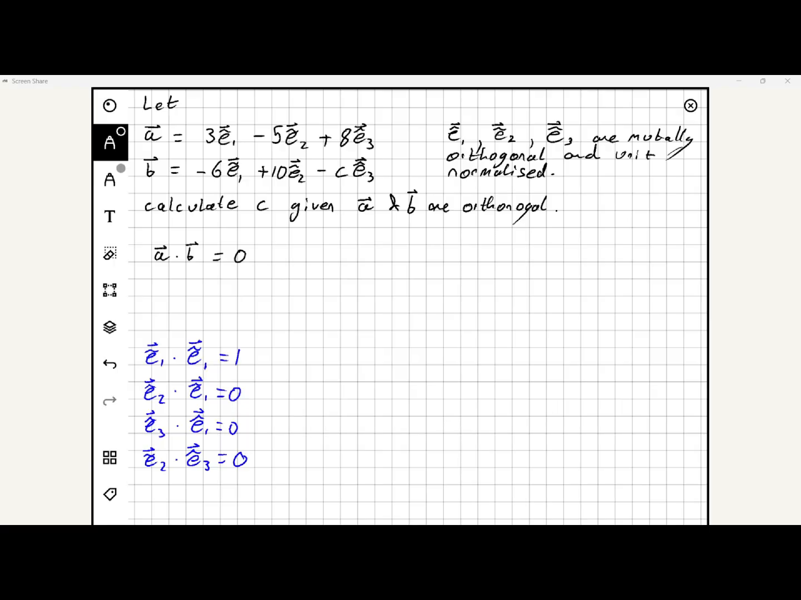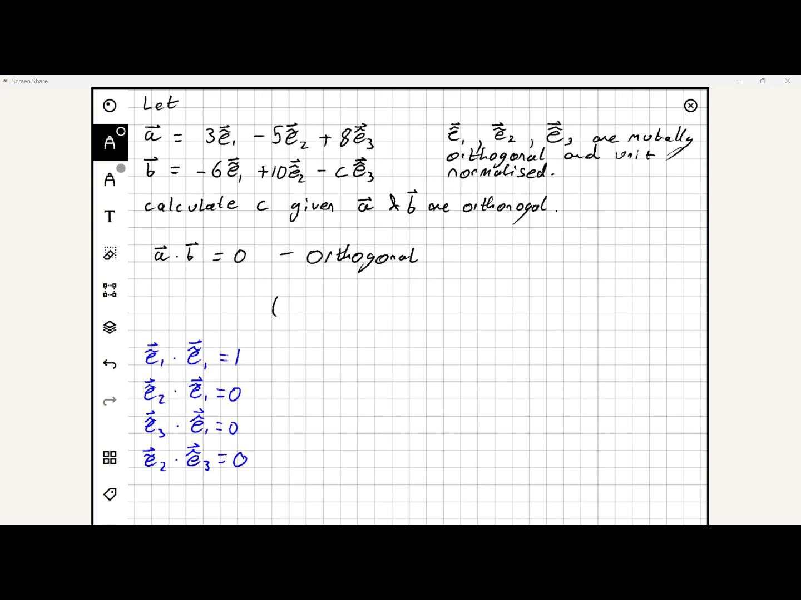Okay, so now we're going to use it in a question. The question says let A equal 3E1 minus 5E2 plus 8E3 and B equal minus 6E1 plus 10E2 minus C E3. We're asked to calculate C given that A and B are orthogonal. Now let's remember what orthogonal means. Orthogonal is when A dot B equals 0. So let's just simply do the dot product of A and B.